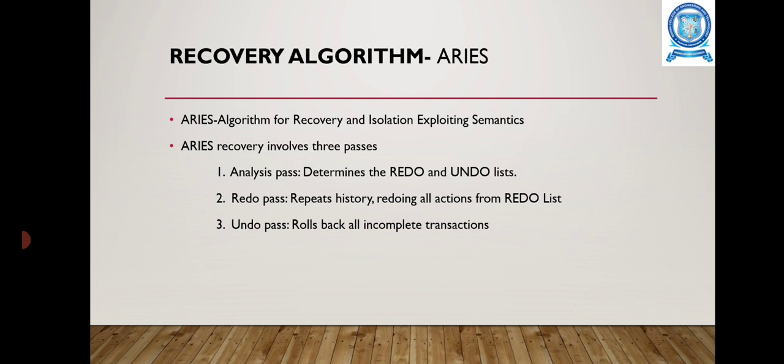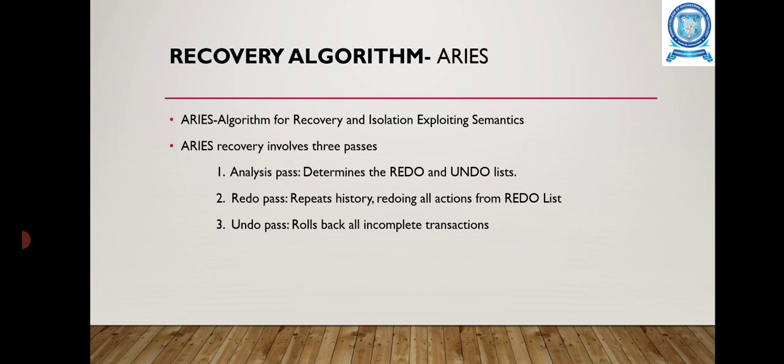ARIES stands for Algorithm for Recovery and Isolation Exploiting Semantics. ARIES recovery involves three passes. First one is the analysis pass, second one is the redo pass, third one is the undo pass. Analysis pass means determining the redo and undo list: which transactions are redone and which transactions are undone.